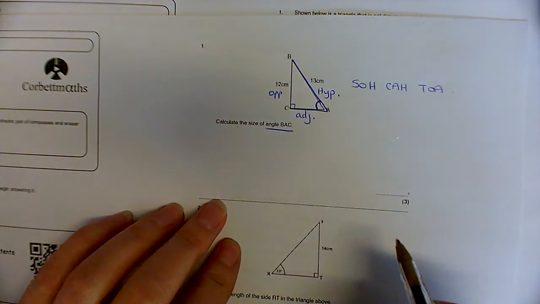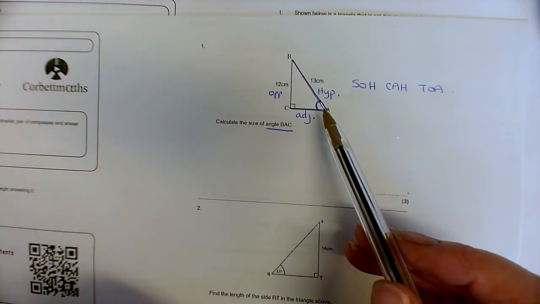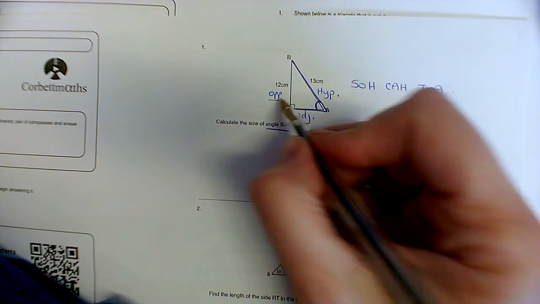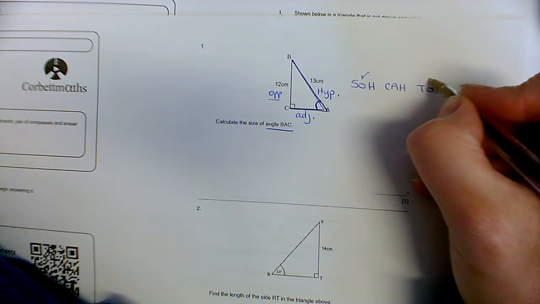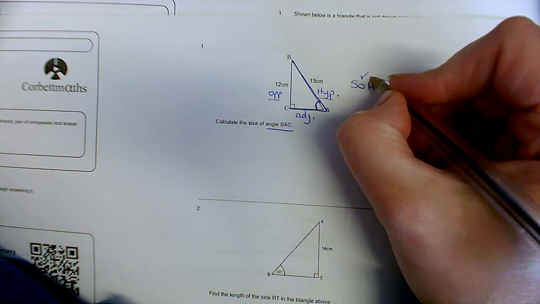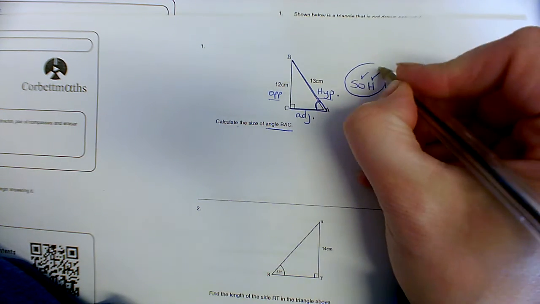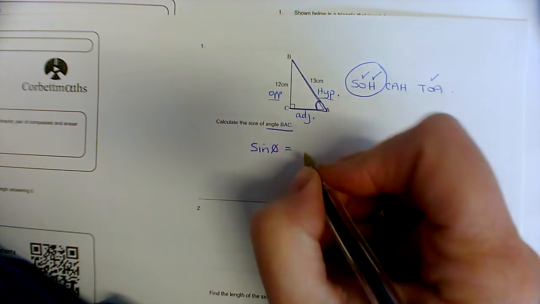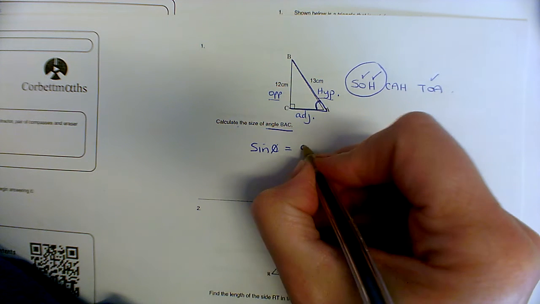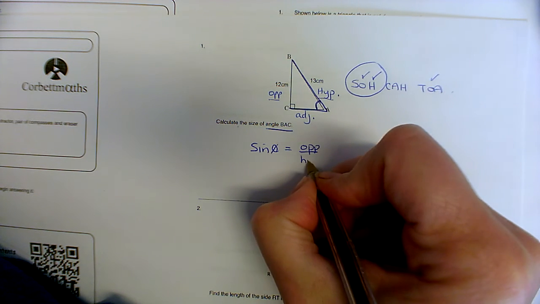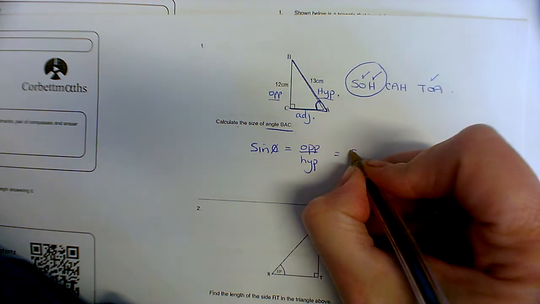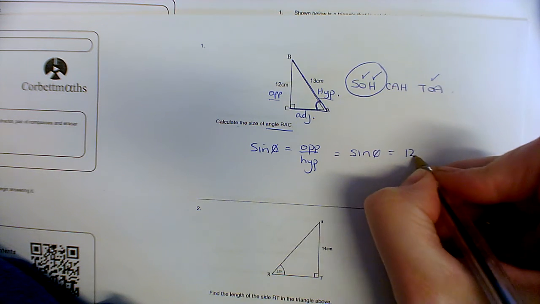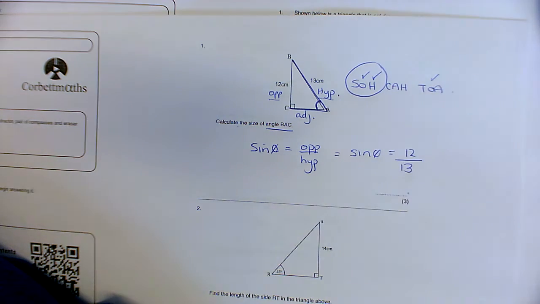The next thing I do is I look at the sides that I've got. In this case, because I'm calculating the angle, I've got the opposite, which is in this one and this one, and I've got the hypotenuse, which is only in this one. So I know that this is the equation I need, and then I write it out. So the sin of the angle is equal to the opposite over the hypotenuse. The sin of the angle is equal to 12 over 13.